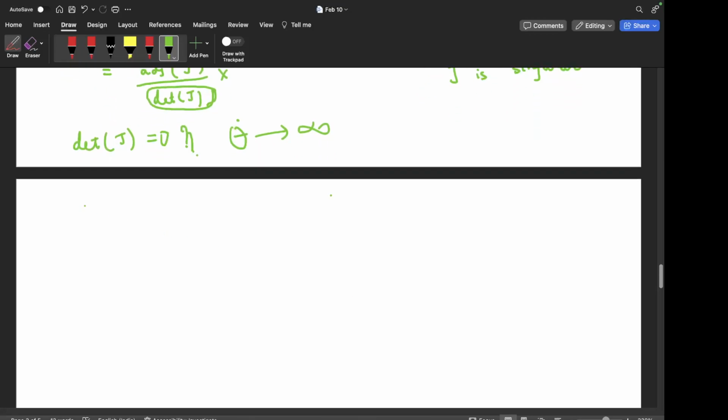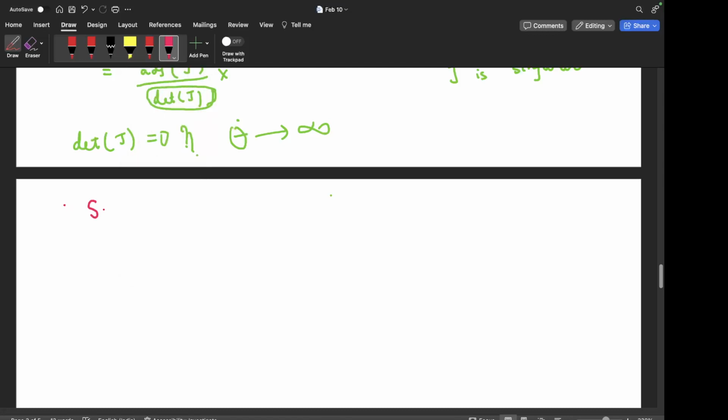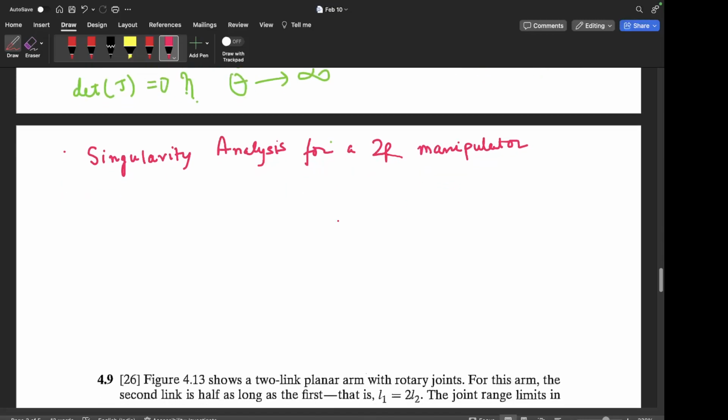So what we will do now is singularity analysis for a 2R manipulator. Any questions till now?